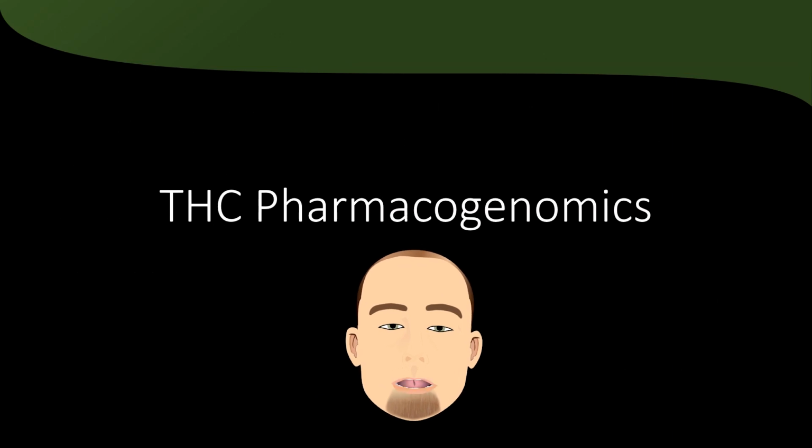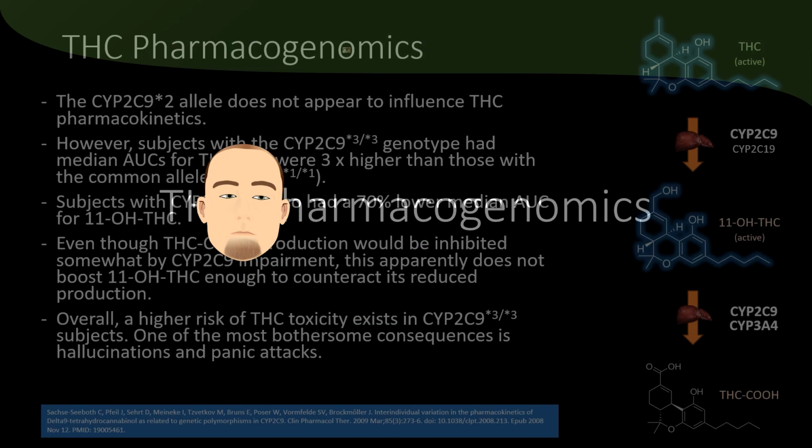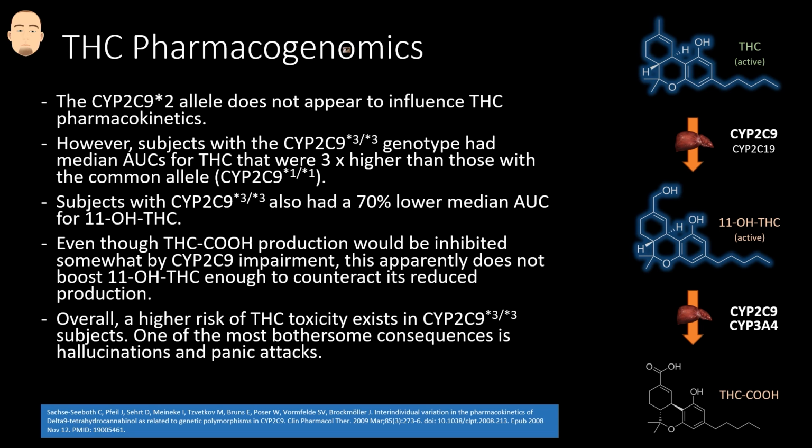Before I wrap up the presentation, I'd like to discuss a related issue with CYP2C9, and that is pharmacogenomics. Pharmacogenomics is the study of how genetic differences between people affect response to drugs. So by convention, the most common allele, which is the gene sequence that is found in a population for a given gene, is given the *1 designation.